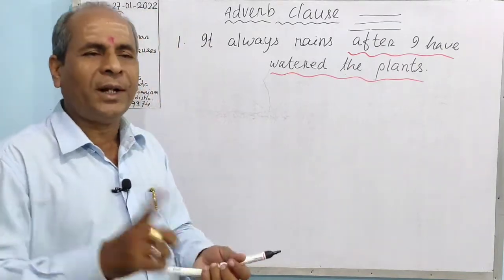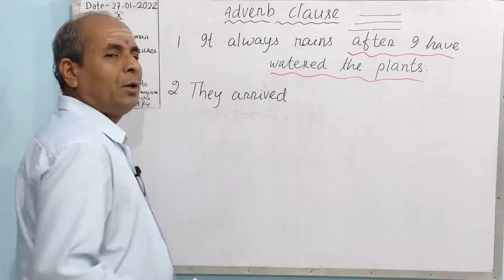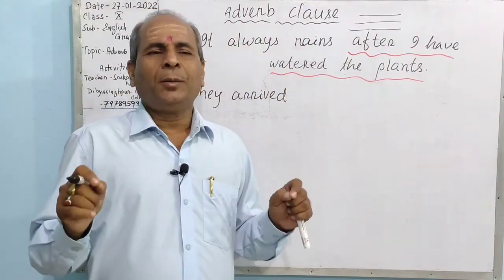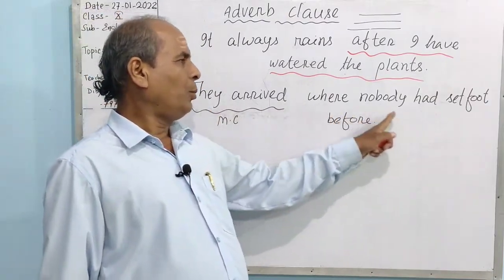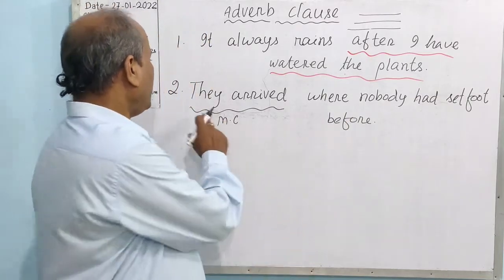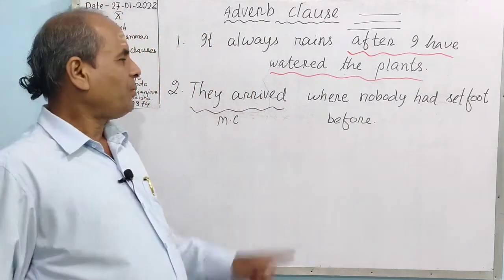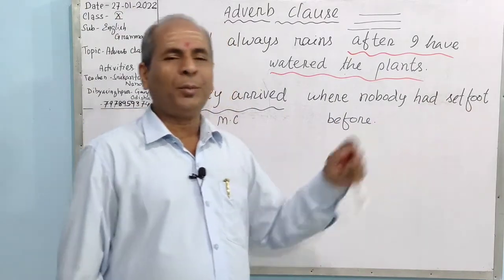Second example we will take. We will take two examples. Just we say, they arrived. They arrived where nobody had set foot before. Means this is the main clause, they arrived. But here you see, where nobody had set foot before.